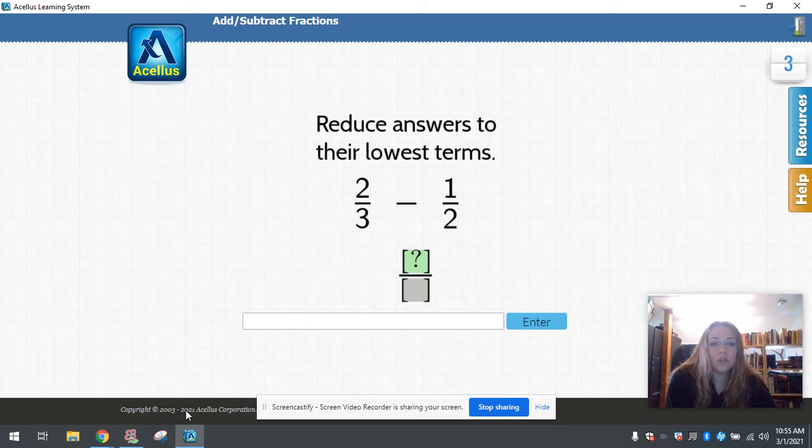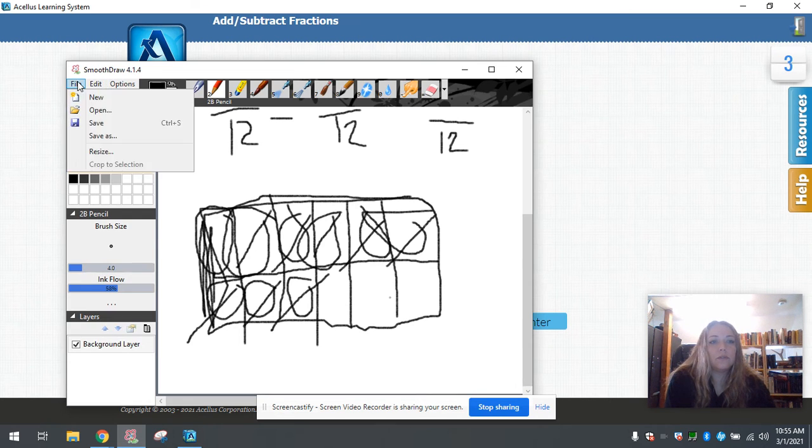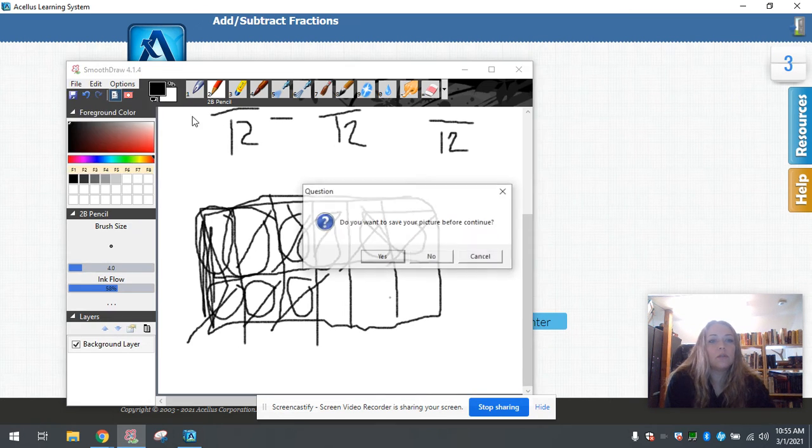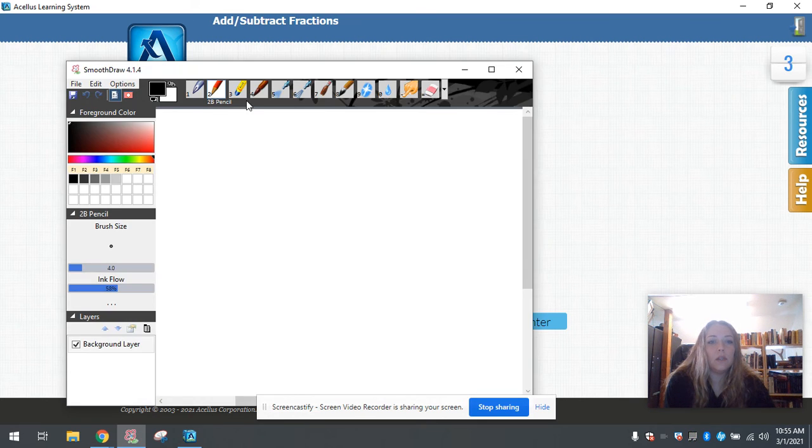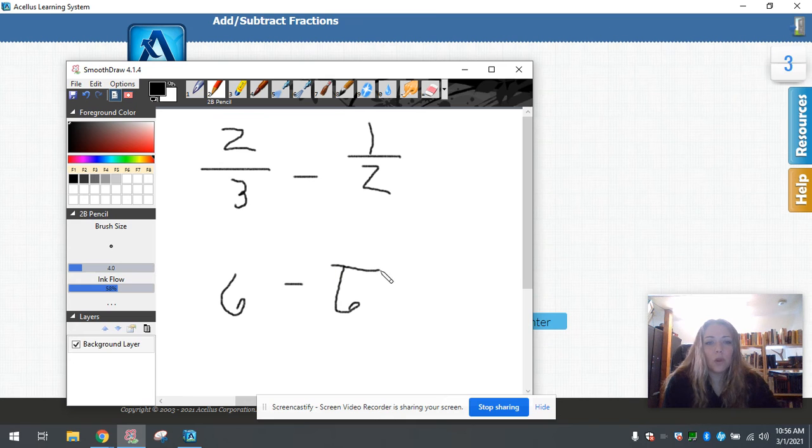Next, 2/3 minus 1/2. It was minus, right? Yep. 2/3 minus 1/2. I like how they gave me the harder problems first. Multiply the denominators together. 3 times 2 is 6. Cross multiply to get the numerators.